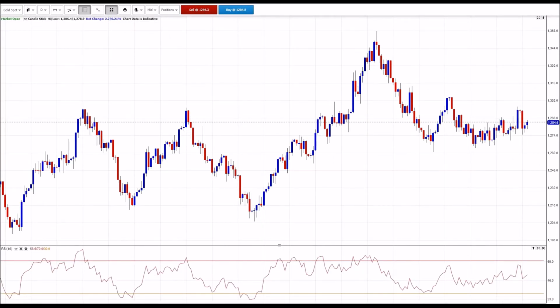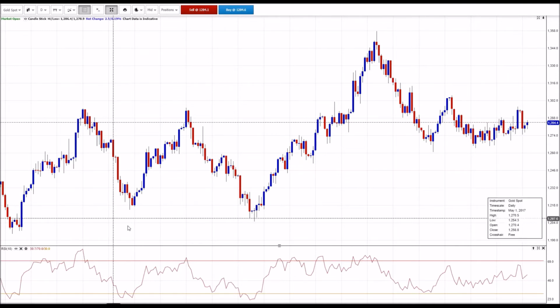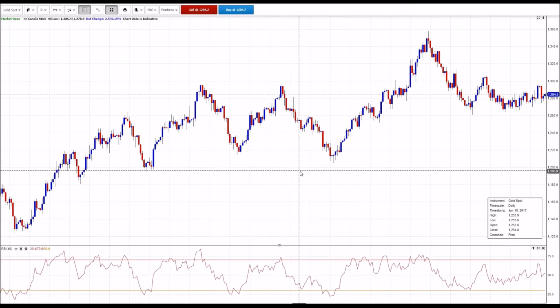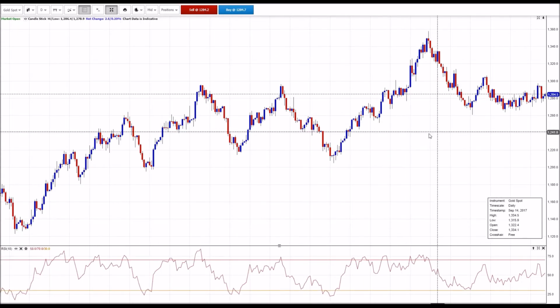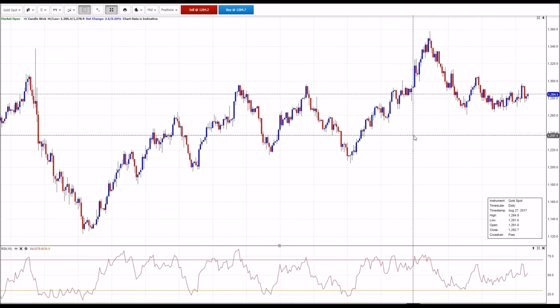Let's look at gold. This has been interesting. It's been a bit volatile the last couple of days, but I think my view for most of this year and from the last week still holds. I think it's still bullish.